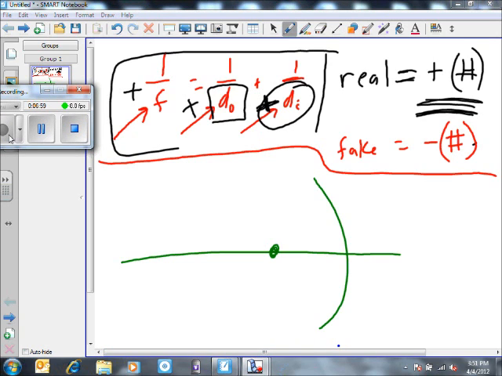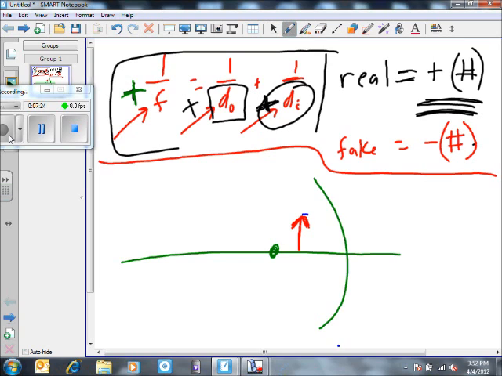Yeah, it's a real focus. Energy truly is focusing at that point. So in this case, the F here would be a positive number again. Okay. Now if I put my object right here and do a ray tracing with this one, it's a little bit harder.